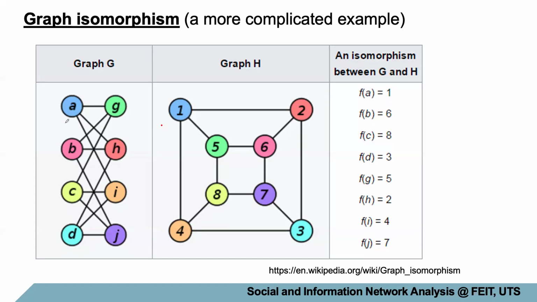It's already marked in, so each mapped node has the same color. Like vertex A is mapped to vertex 1, and G is mapped to 5, and so on. So for vertex A to 1, it has 3 edges. A to I is also the edge 1 to 4, and A to H, then 1 to 2 are all the mapped vertices, and A to G is 1 to 5. So actually they are isomorphic.